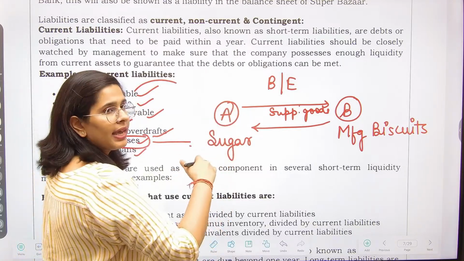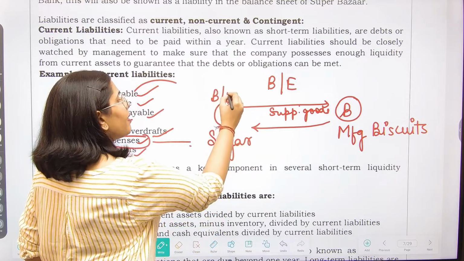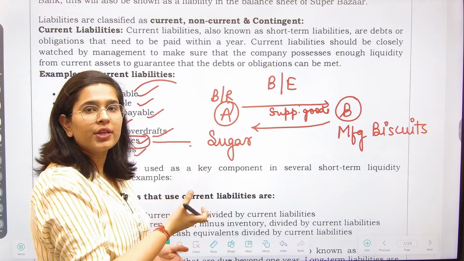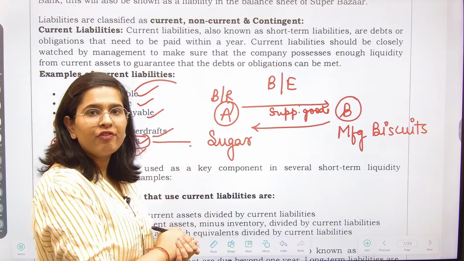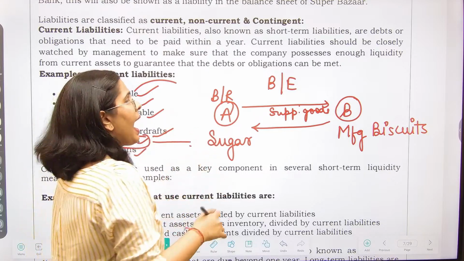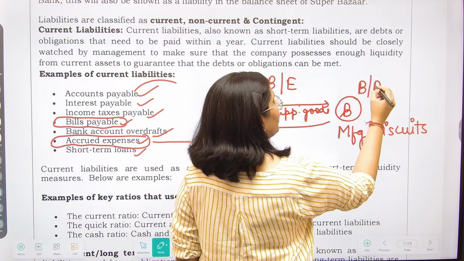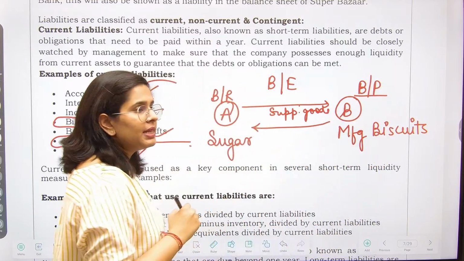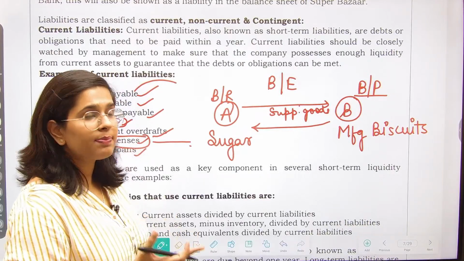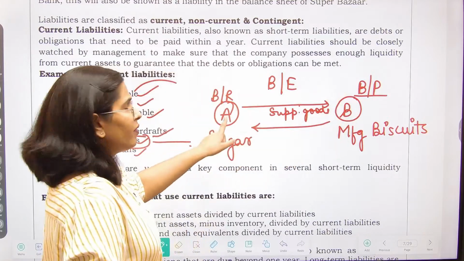So the bill he has raised will be called bills receivable for him, because उसको तो पैसा मिलने वाला है. He is going to receive the money. Therefore, this bill will be bills receivable for him, and Mr. B, who has to make the payment, for him it will be called bills payable. Right? Because he has to make the payment.